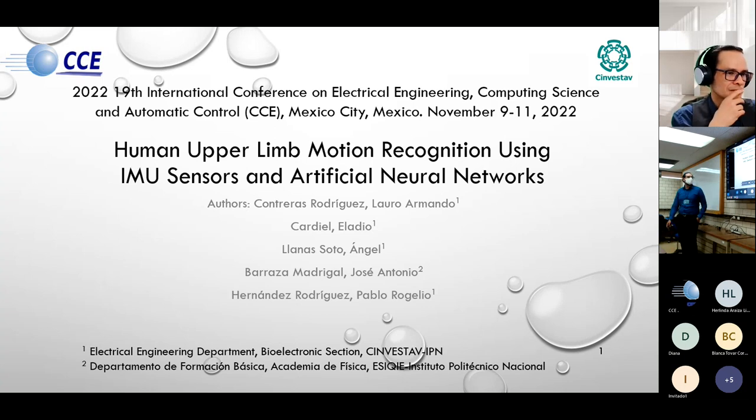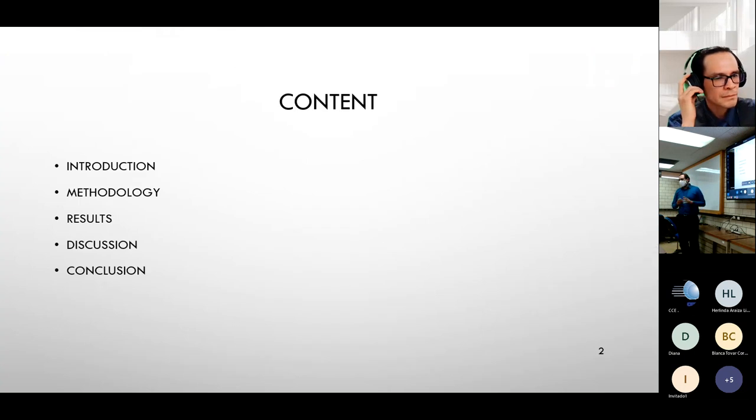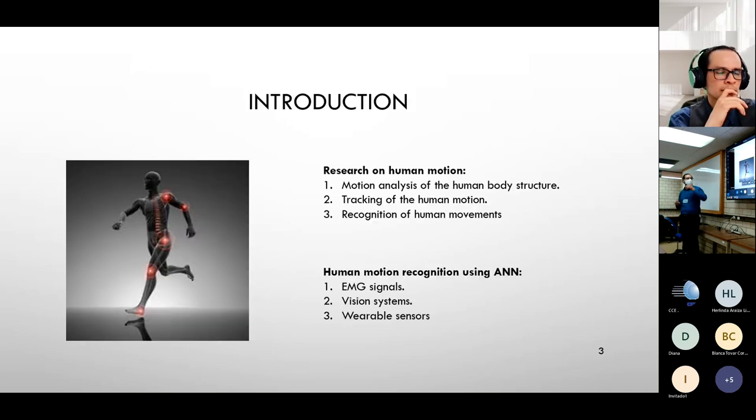Okay. Good afternoon, everyone. My name is Armando Contreras. I'm going to present my work entitled Human Upper Limb Function Recognition Using IMU Sensors and Artificial Neural Networks. The purpose of this work is to explore the possibility of using IMU data to feed an artificial neural network in order to recognize activities of daily living.